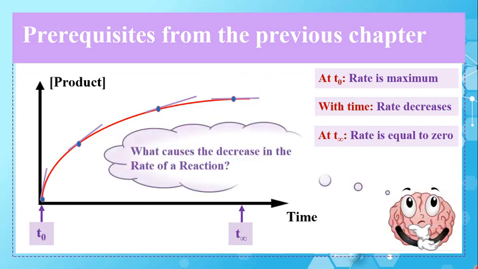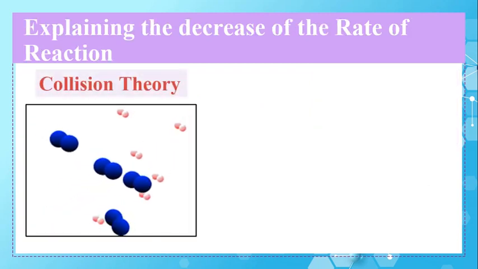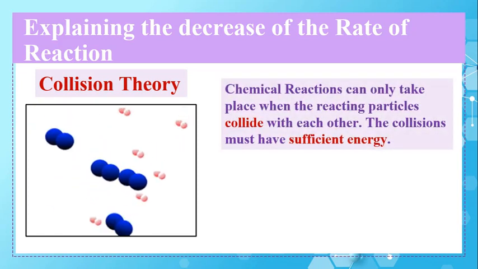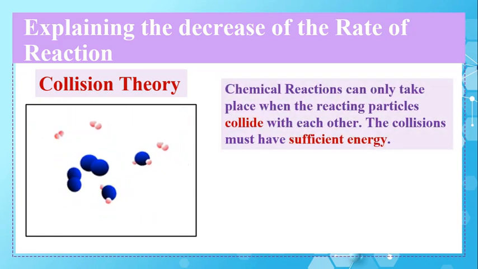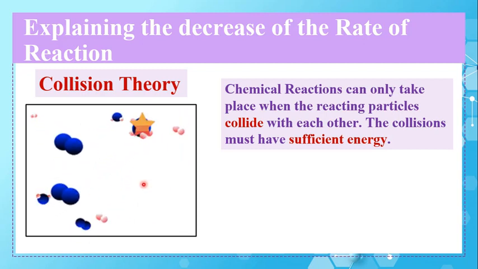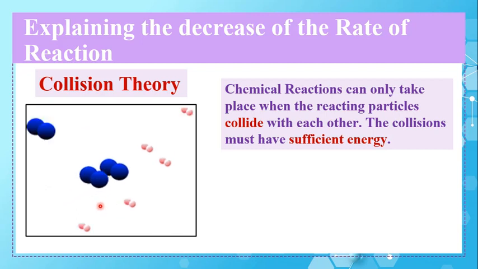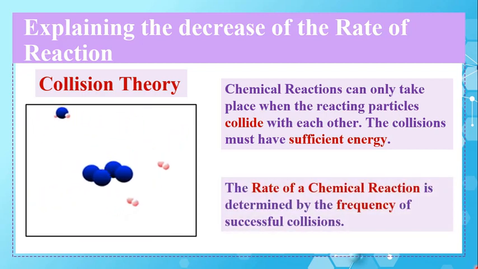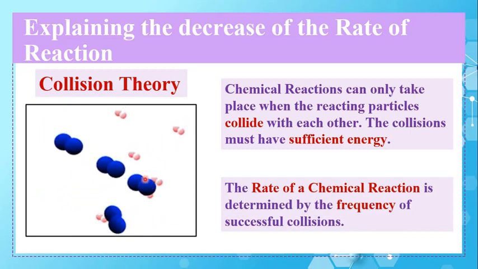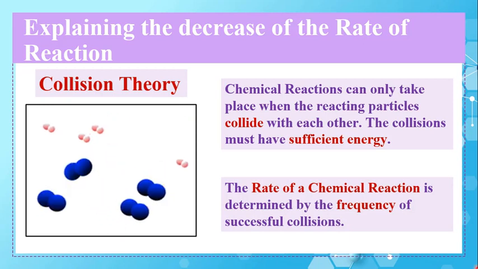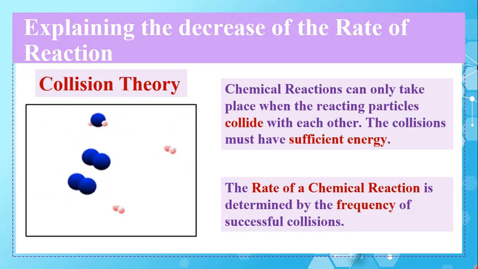But what causes the decrease in the rate of reaction? The collision theory explains this fact. The collision theory says that a chemical reaction can only take place when the reacting particles collide with each other. These collisions must have sufficient energy, and the rate of a chemical reaction is determined by the frequency of successful collisions. Frequency means the number of collisions per second.